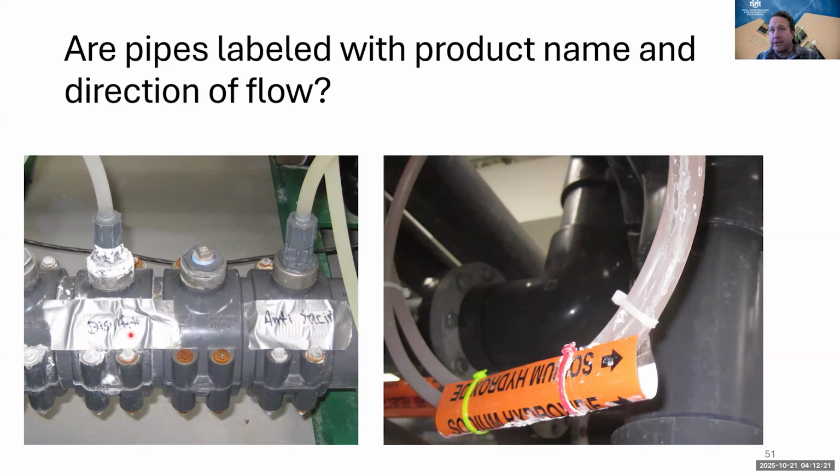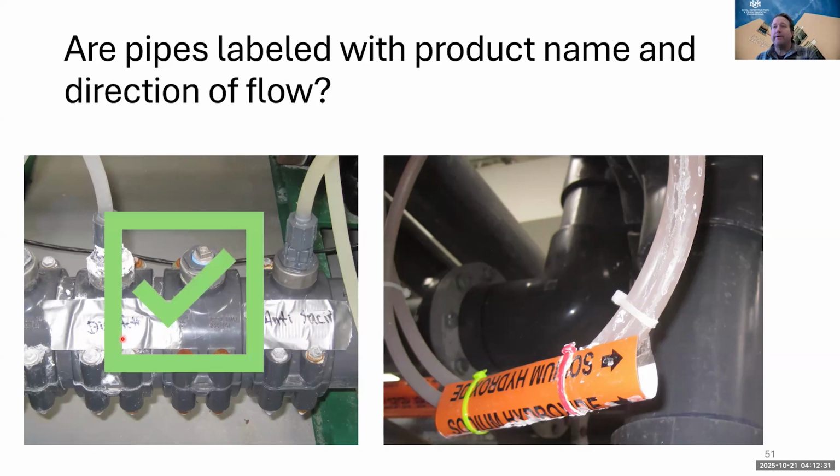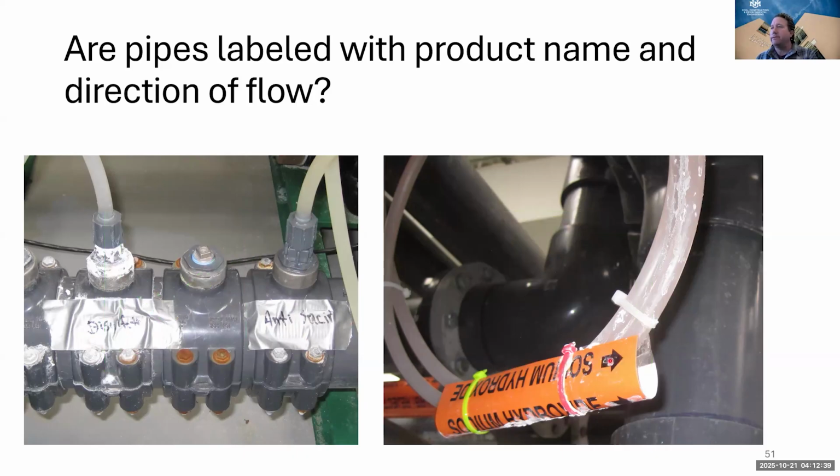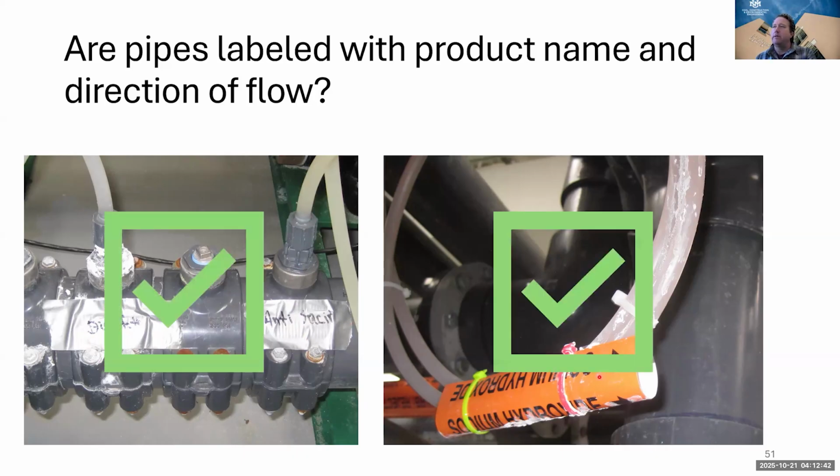Actually, I think this is bisulfate, not, excuse me, that's not a disinfectant. It makes it hard to see, so maybe not labeled super well, but we'll give them a pass for now. Here we know that this is a sodium hydroxide line, and it is labeled with the direction of flow there, so you can see that arrow.